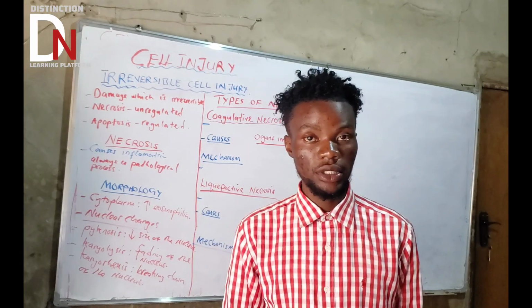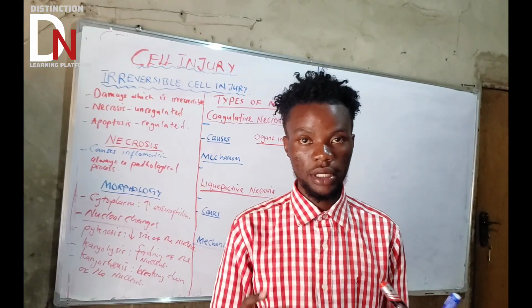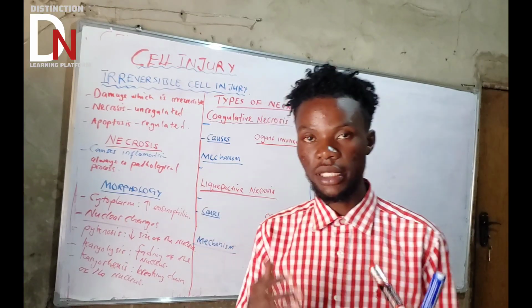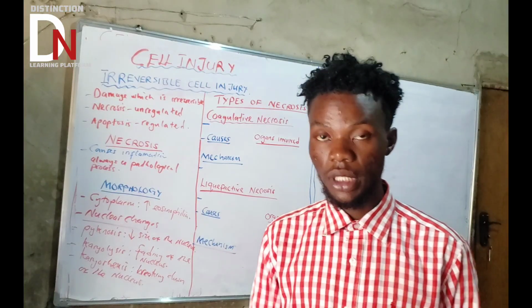What is the cytoplasmic change that you can see? The cytoplasmic change that you can see is just the staining. If you stain the cytoplasm of the cell that has undergone necrosis, it's going to stain what? It's going to show increased eosinophilia.